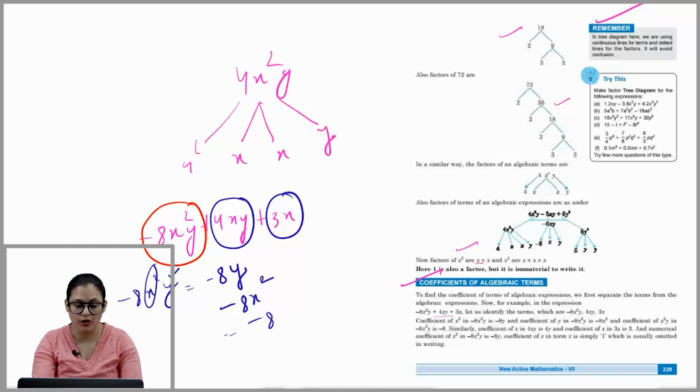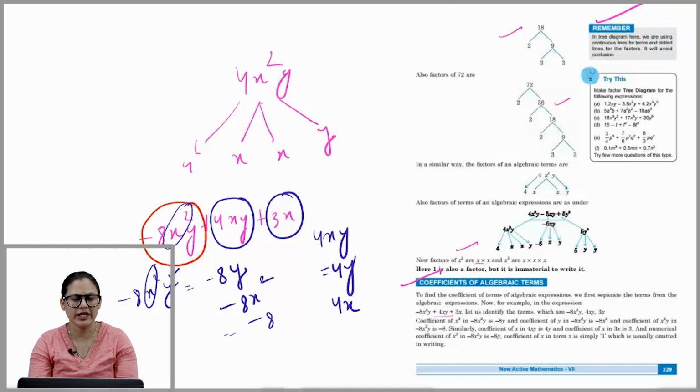Similarly, the coefficient of x in 4xy, the coefficient of x is what? 4y, and the coefficient of y is what? If we are asking about the coefficient of y, it is 4x, right? And the coefficient of x in 3x is 3, and the numerical coefficient of x square in minus 8x square y is minus 8y, and the coefficient of x in the term x is simply 1, which is usually omitted in writing. Okay.